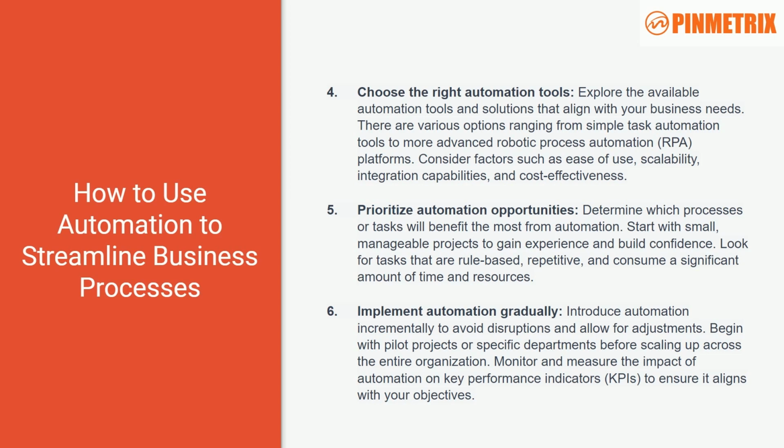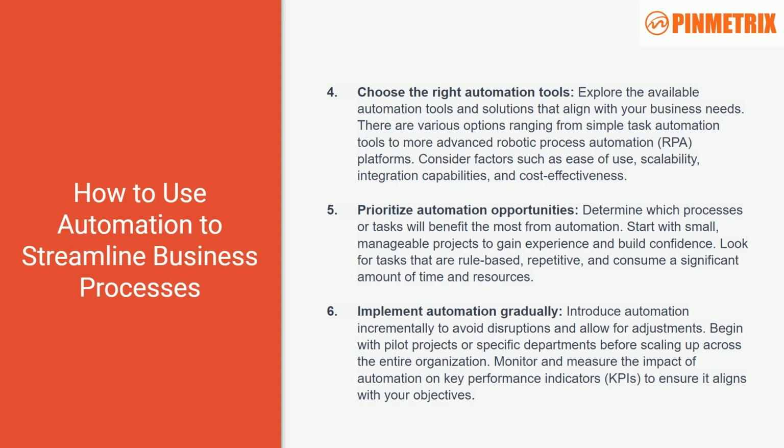There are so many available automation tools that align with your business needs. There are various options ranging from simple task automation tools to more advanced robotic process automation platforms. So you need to consider factors such as ease of use, scalability, integration capabilities, and cost effectiveness. You need to also look at that.